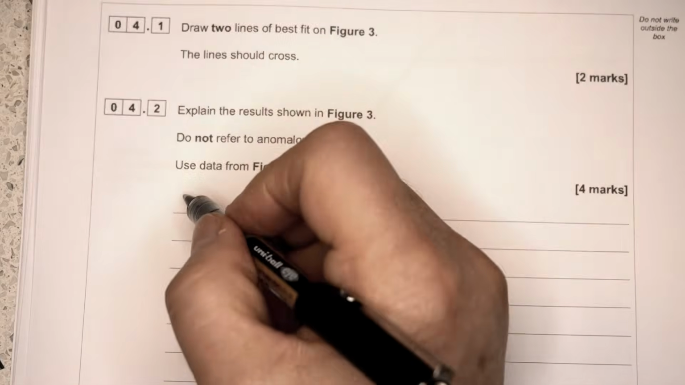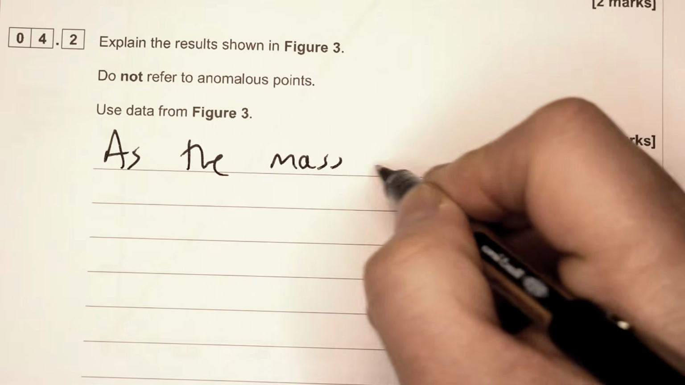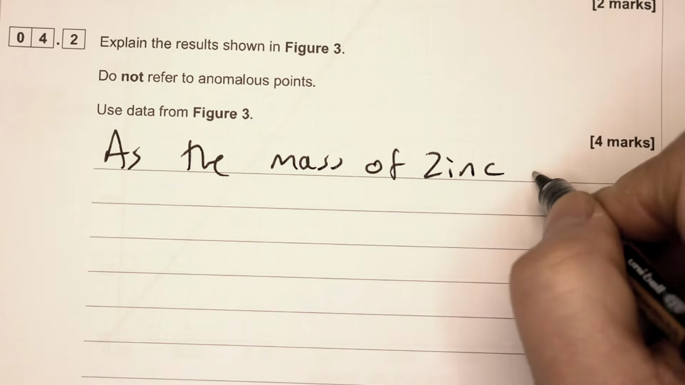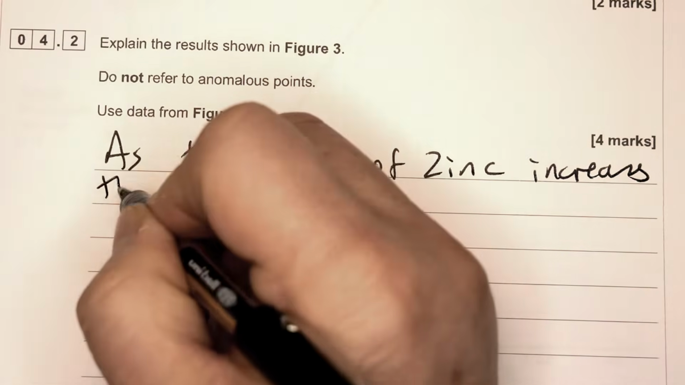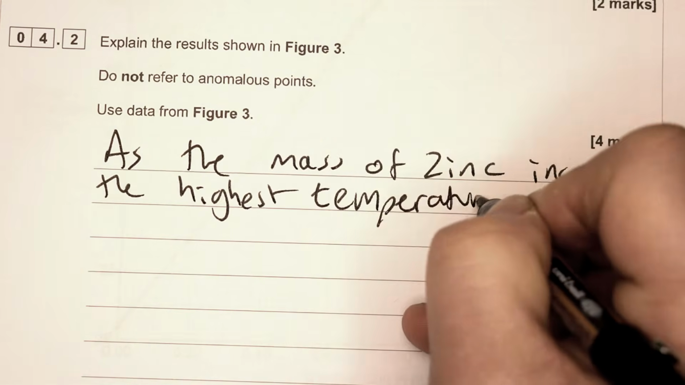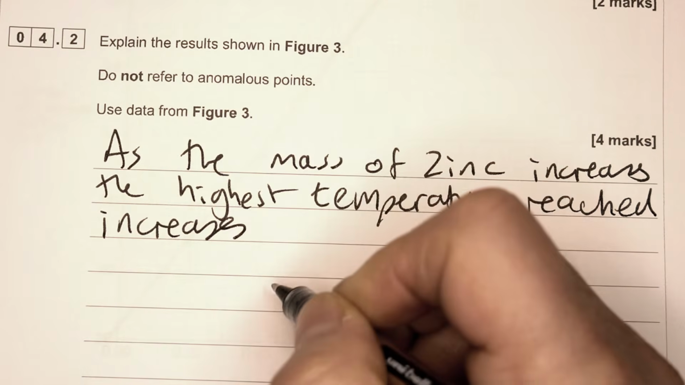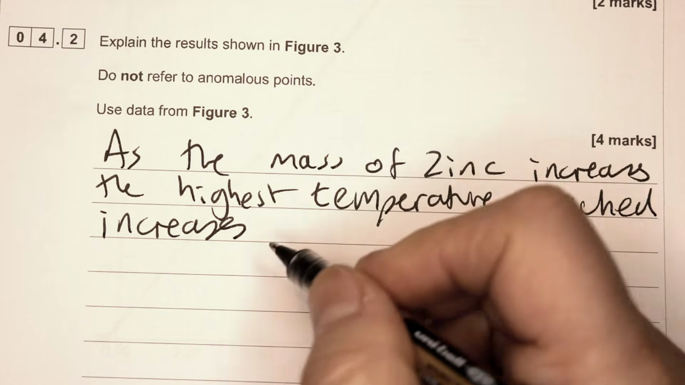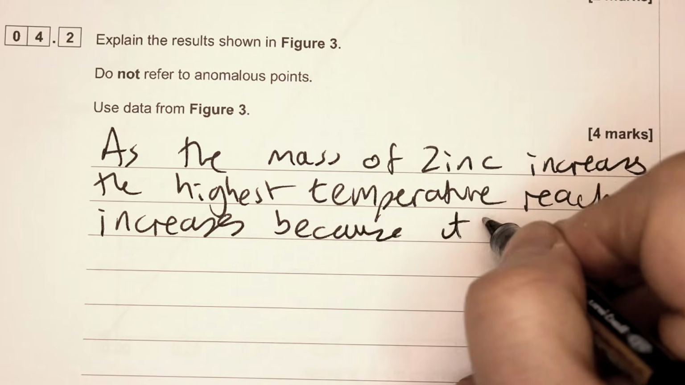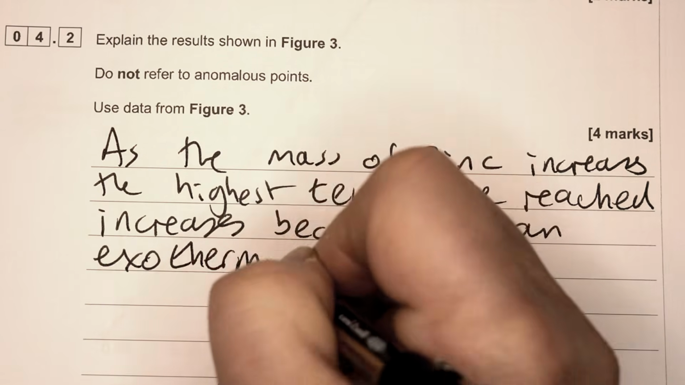So we're going to say as the mass of zinc increases, we'll try and use what's on each axis, the highest temperature reached increases. And we're going to say why the temperature increases, and it's because it's an exothermic reaction.